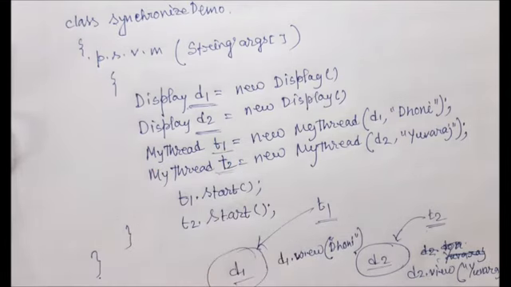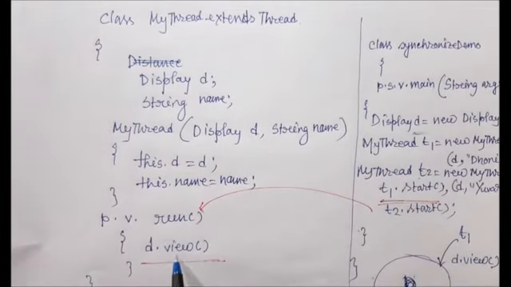Now, the question is, if I use the t1.start method, what will happen? The t1.start method automatically calls the public void run method, and it will call the d.view method.